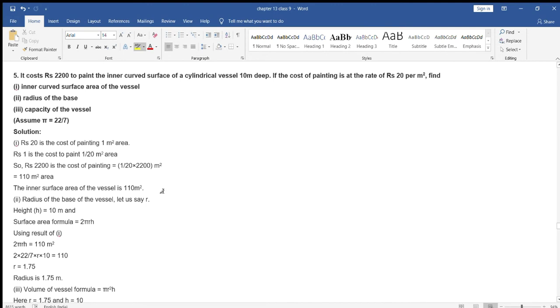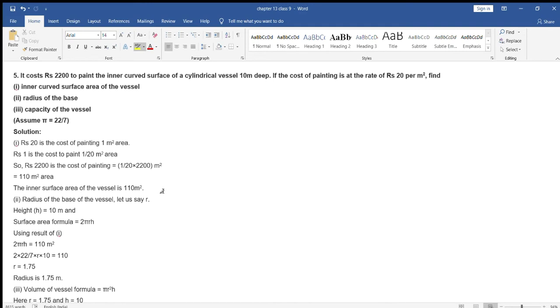If it costs rupees 2200 to paint the inner curved surface area of a cylindrical vessel 10 meter deep. Inner curved surface area को paint करना है. We are talking about inner curved surface area. If the cost is rupees 20, total cost दे रखी है and per meter square cost दे रखी है. What you have to find out? Inner curved surface area. So it is quite easier.